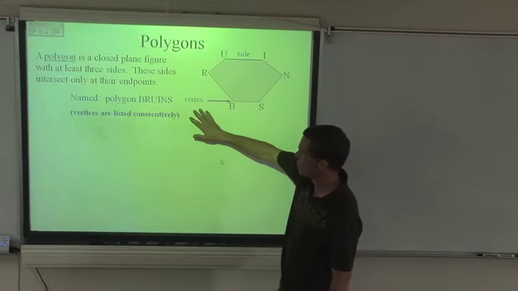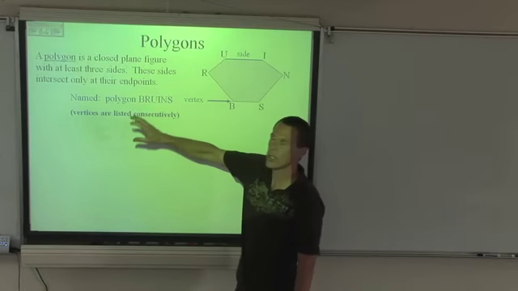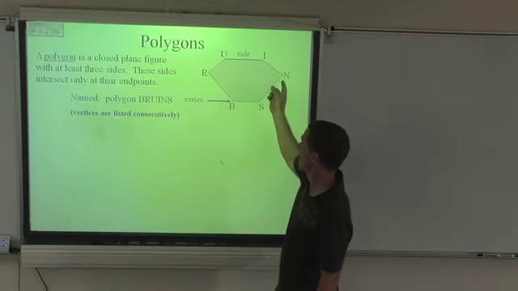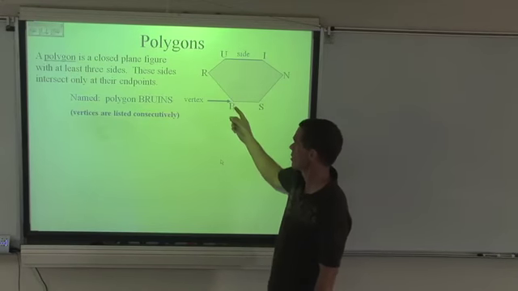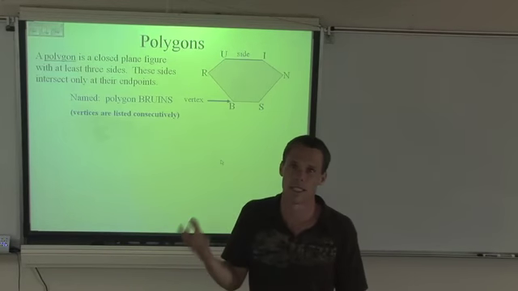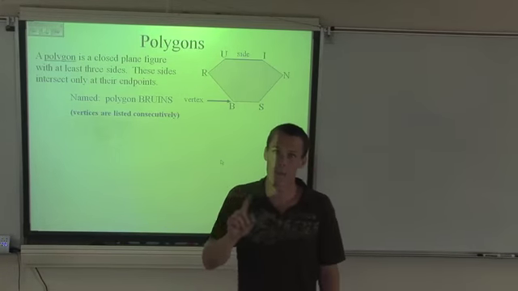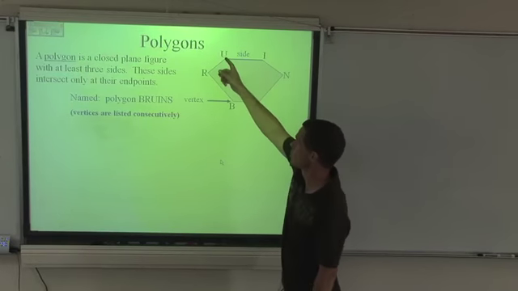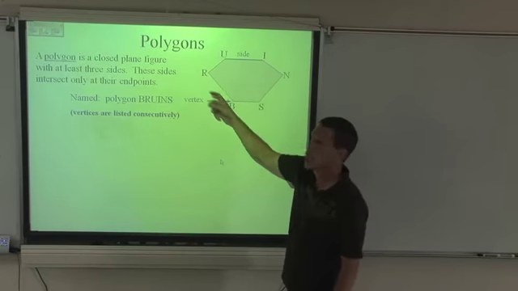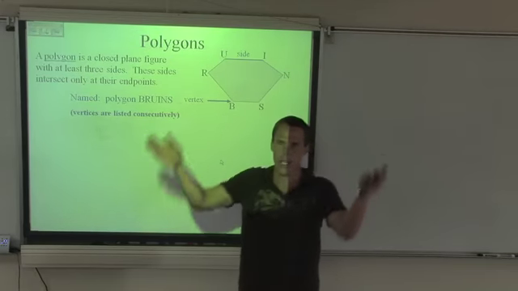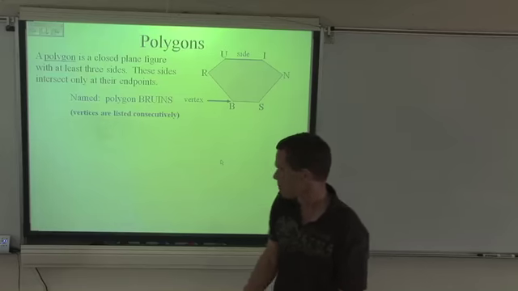Now, as we move on, you can name these different ways. I could have gone S-N-I-U-R-B. I could have gone clockwise, counterclockwise, does not matter. What would not be allowed is to say B-I-S-U-N-R. We cannot go across diagonally. We have to go around the shape.